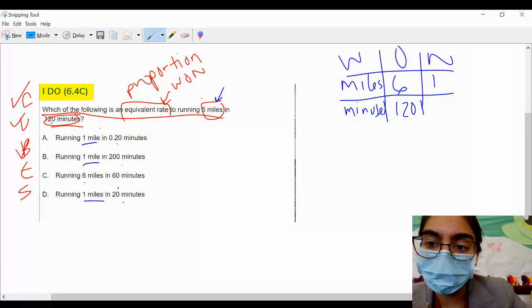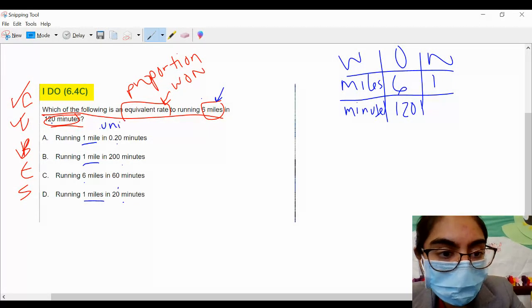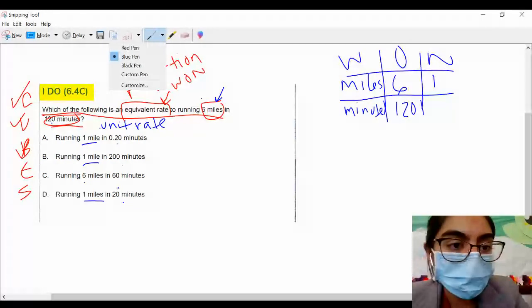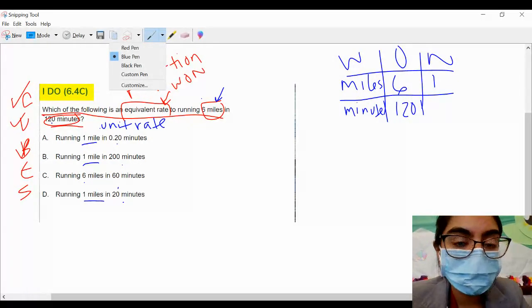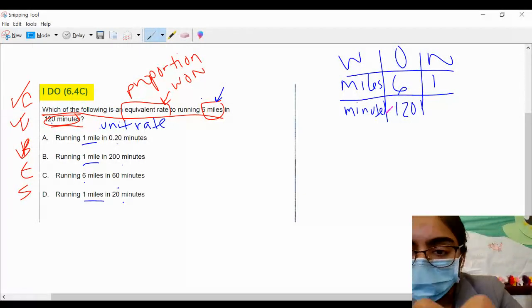I also know that when I have a 1, it's always a unit rate. So I'm going to go ahead and write that next to answer choice A. Unit rate. There you go. If I find the unit rate, I can knock out at least 2 answer choices. I hope one of them's correct. Let's start by cross multiplying.